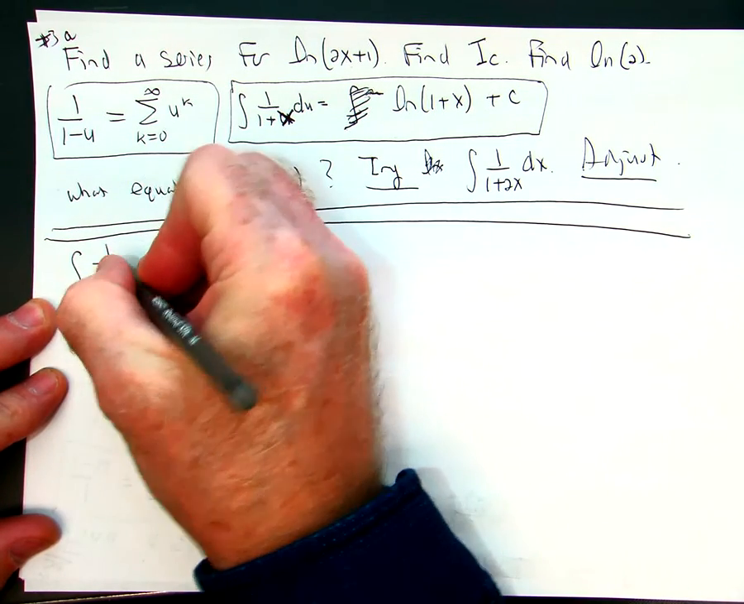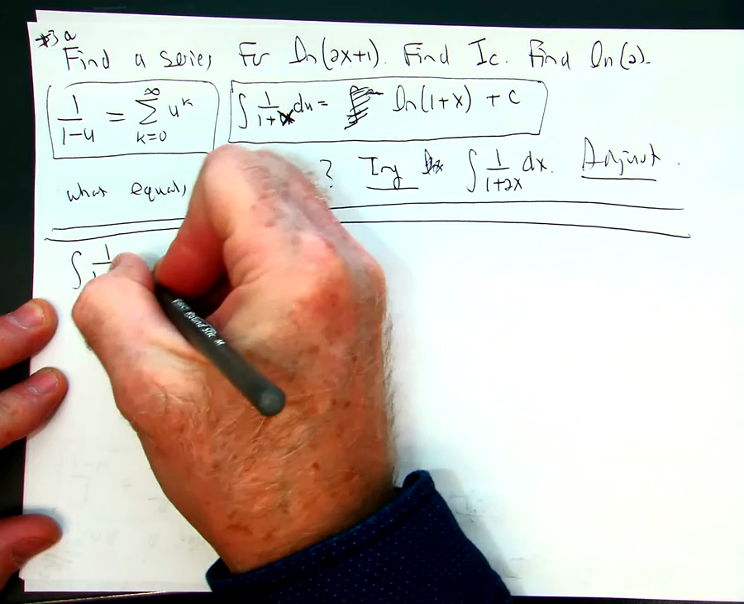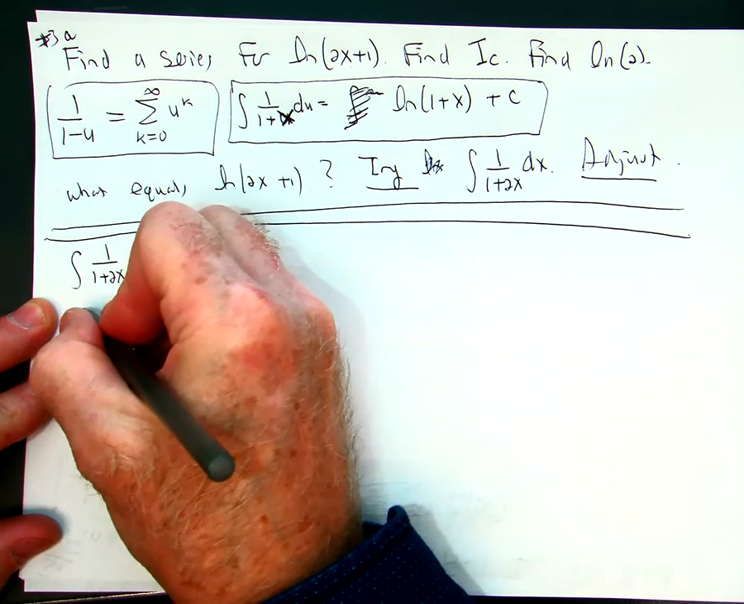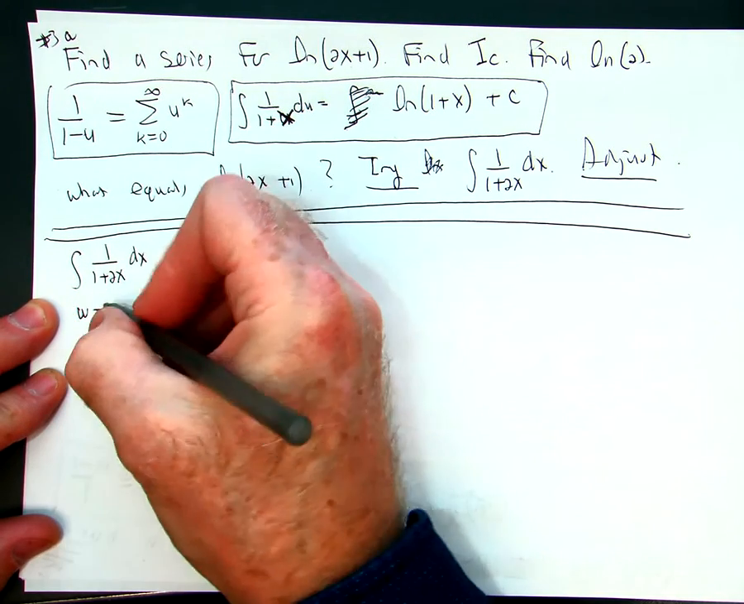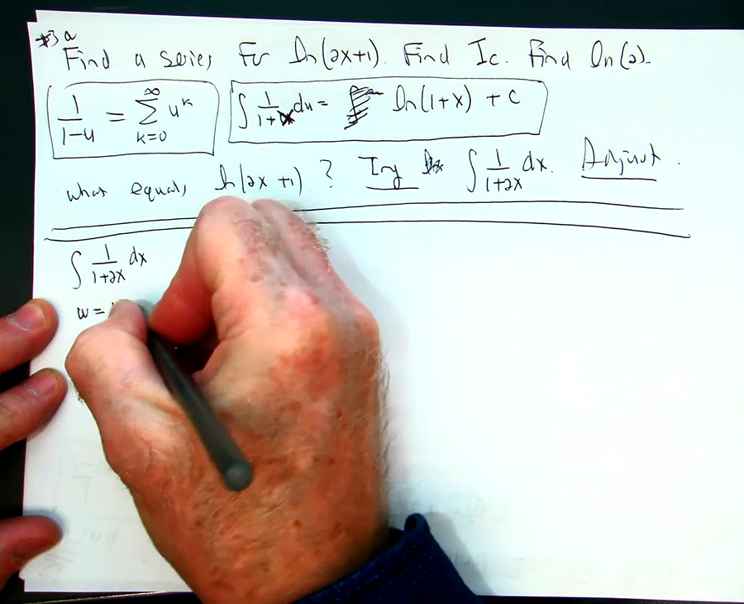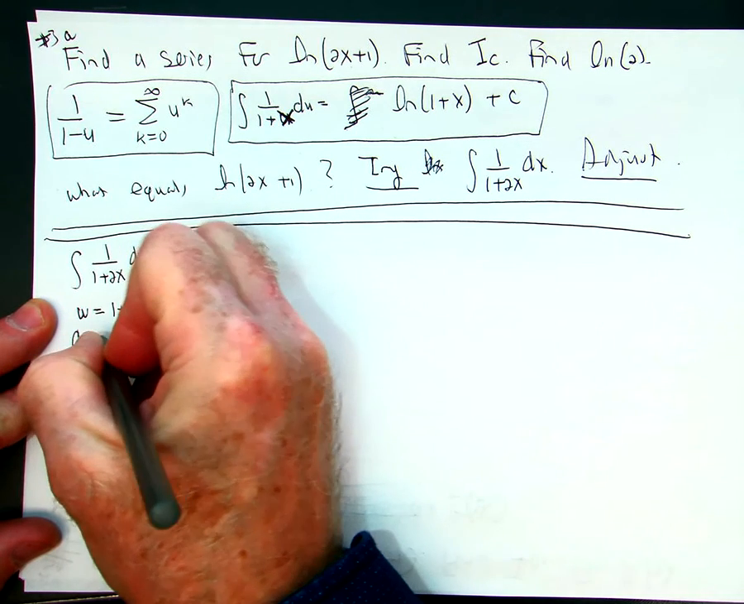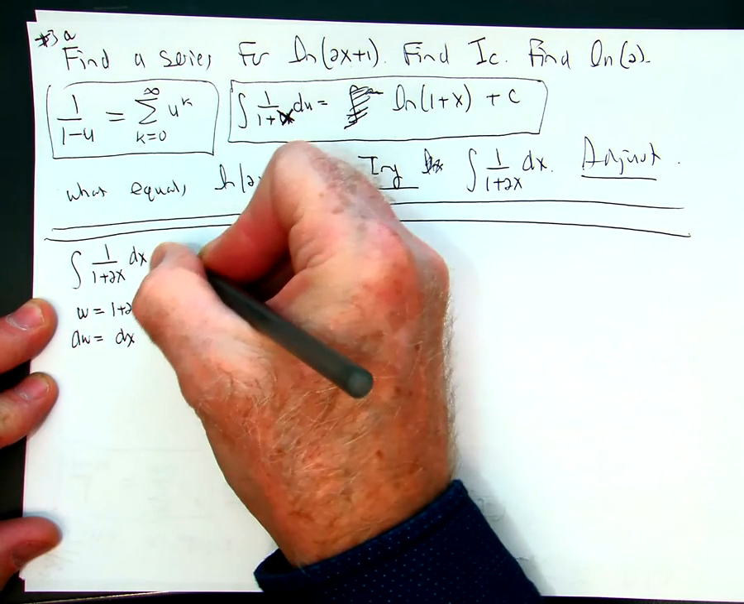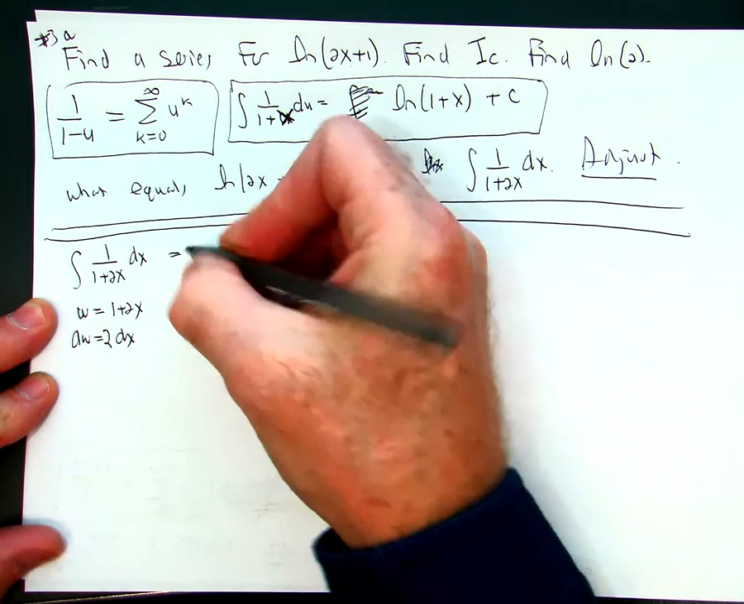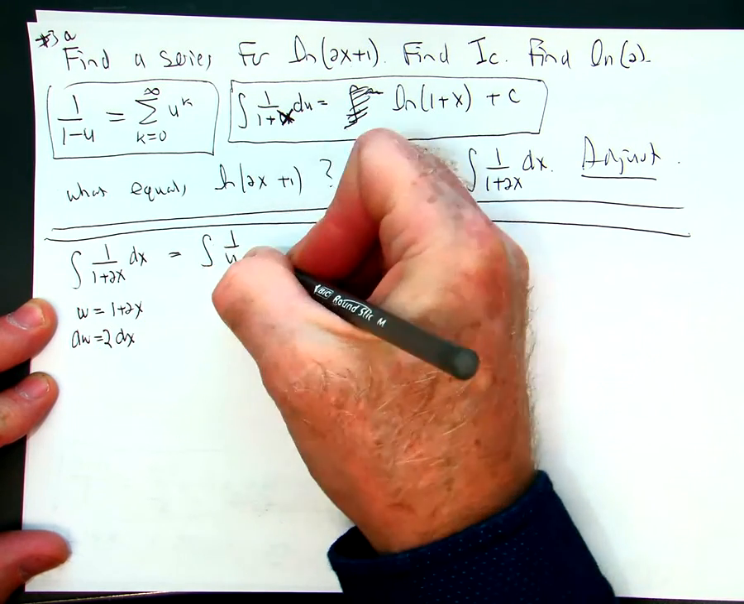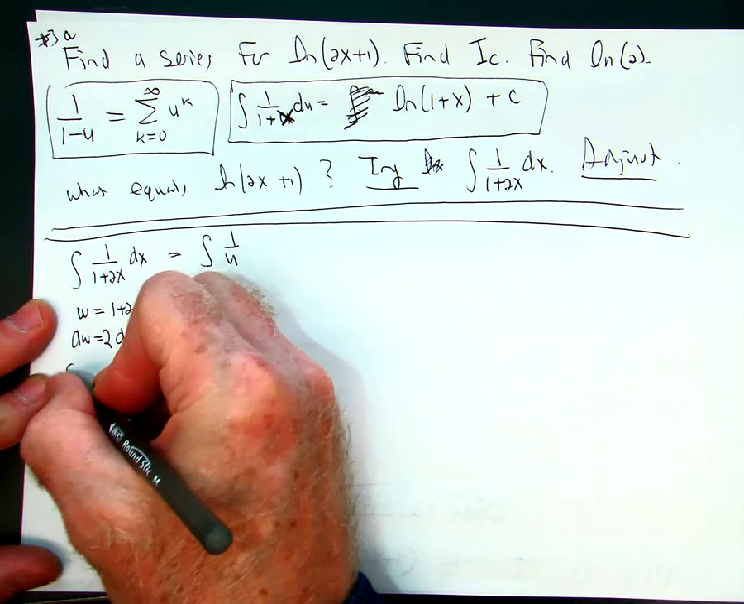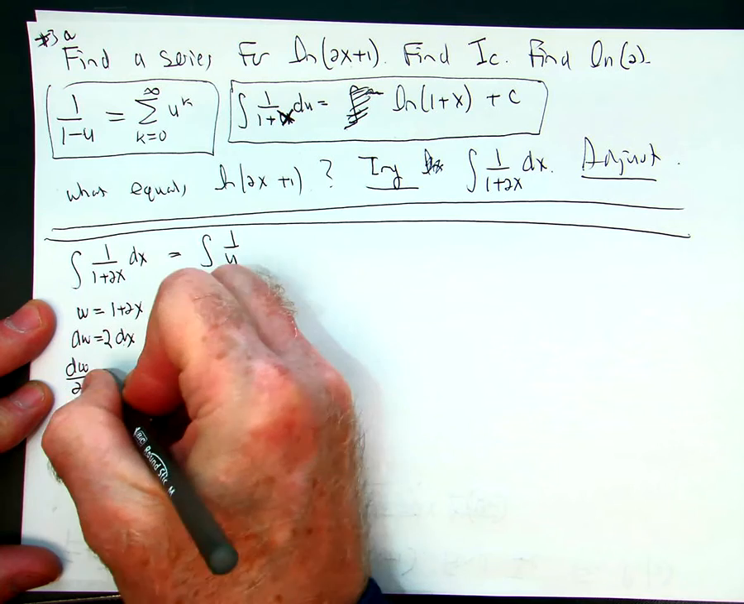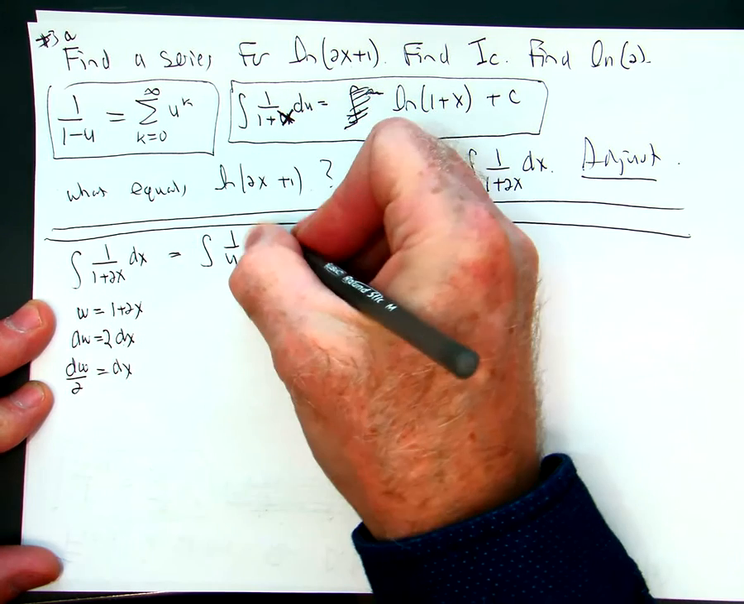So I do this, and I'm going to use a w since I've already used a 2 up here. So that's going to be w equals 1 plus 2x, dw is equal to 2 dx. So this is going to be 1 over w dx. Now I have to solve for dx. That's going to be dw over 2. I think you might see what's going to happen.